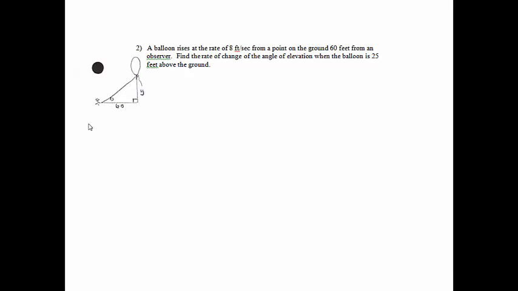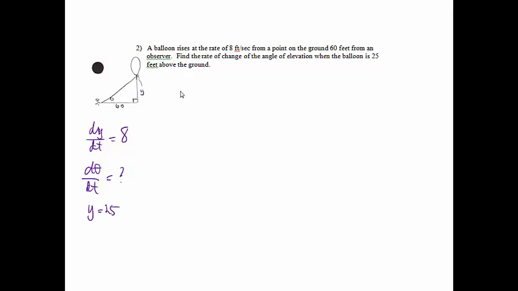Okay, first thing we want to do is write our information. A balloon rises at the rate of 8 feet per second, so that is how fast the y value is changing. So we know that dy/dt is equal to 8, and it's positive because it's rising. And then it just says a point 60 feet from the observer. Well, that's already in our chart, and that's not changing, so we don't need to write it down. Find the rate of change of the angle. So they're asking us for d theta/dt. And the balloon is 25 feet above the ground, so they are telling us that the y is 25. Okay, so we have our information.